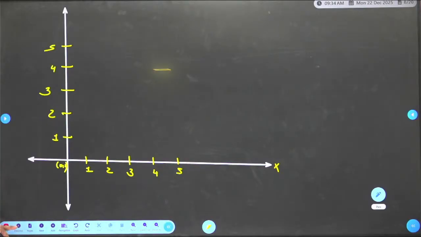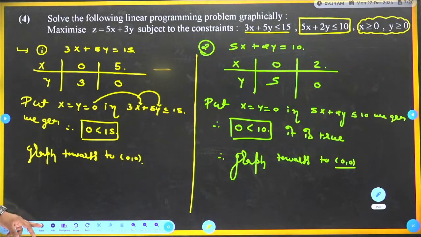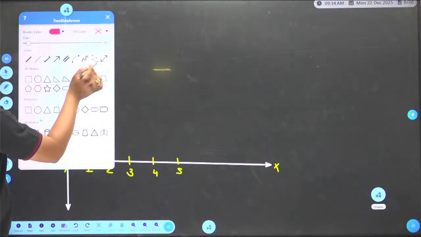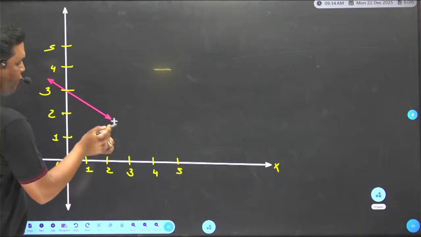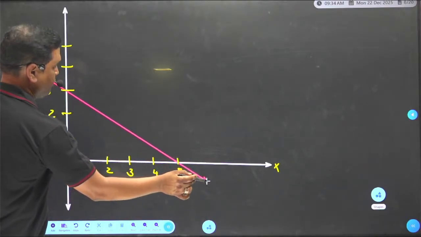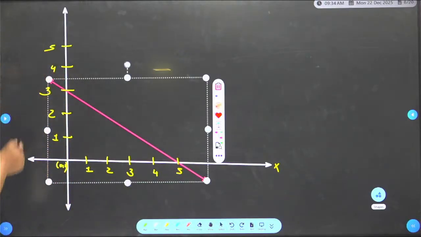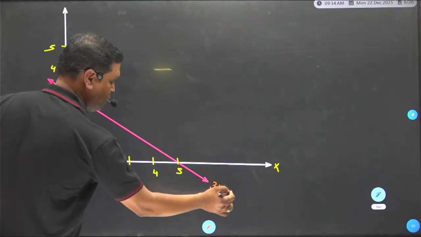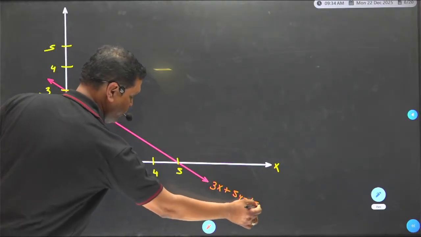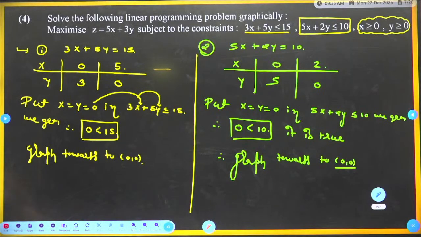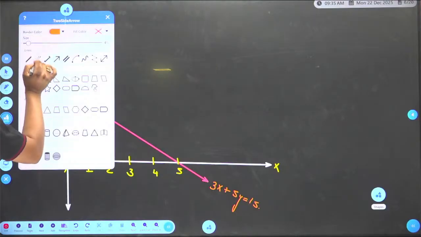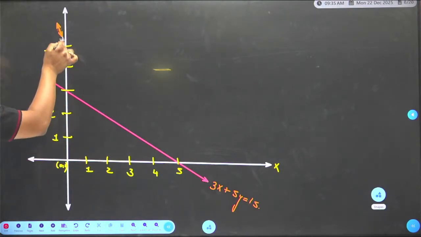Observe. First one is x 5, y 3. So the first graph is x 5, y 3. What is the equation of the graph? 3x plus 5y equal to 15. So second one, 2 and 5. x 2, y 5.